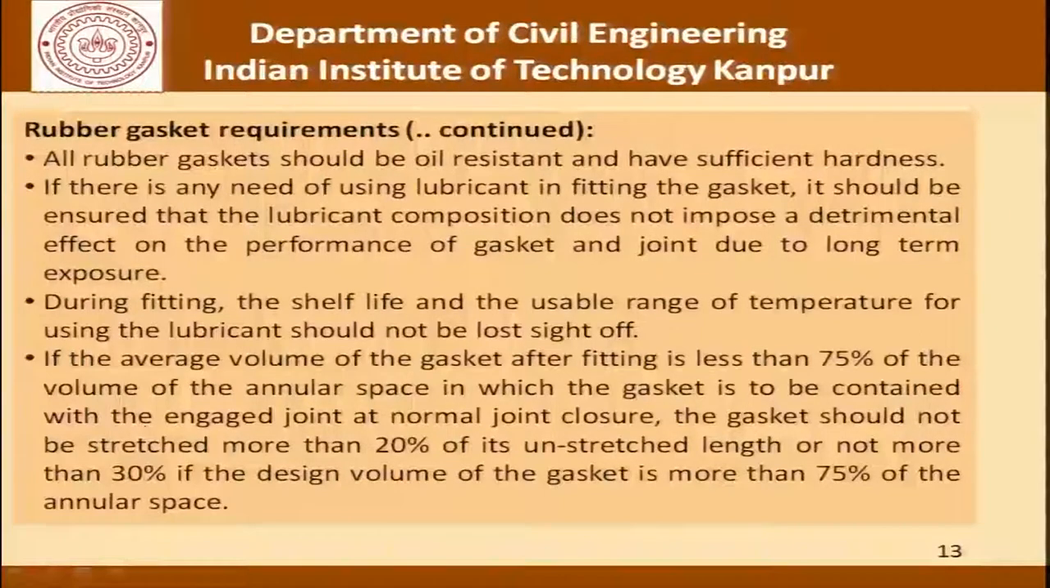If the average volume of the gasket after fitting is less than 75% of the volume of the annular space in which the gasket is to be contained with the engaged joint at normal joint closure, the gasket should not be stretched more than 20% of its unstretched length, or not more than 30% of the design volume of the gasket is more than 75% of the annular space. So this is something which you will appreciate only if you draw the diagram once again. The detail of how the gasket is to be fitted into the annular space, then you will have an appreciation of the provision being given here.